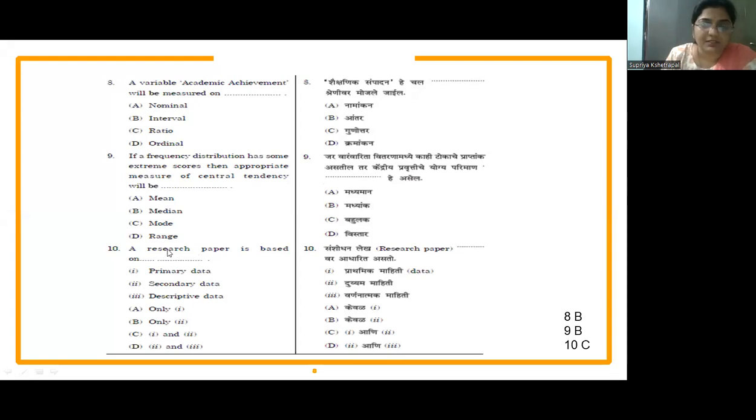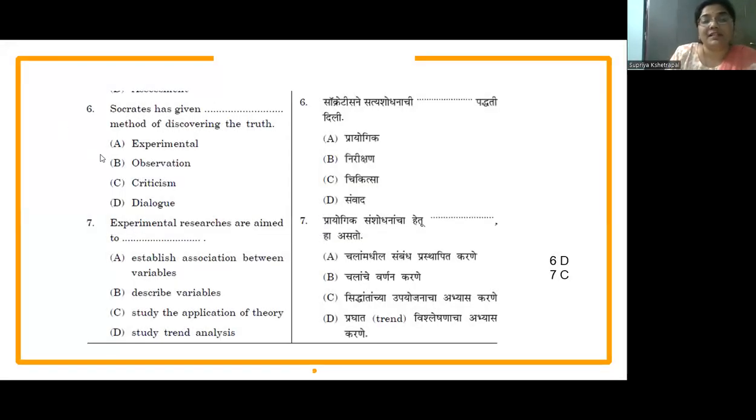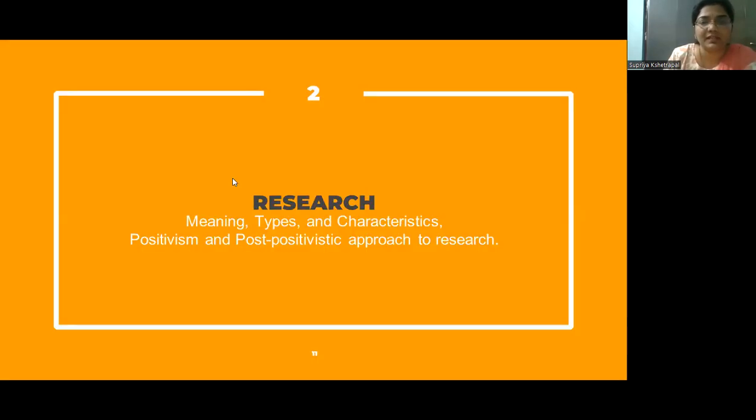Okay. Sorry ma'am, sorry. So the research paper is based on what type of data? Here also some history type of question, then experimental researches are aimed to be. So you can see the various types of questions and one can get them from the previous year question papers. Now let us see what is meant by research.